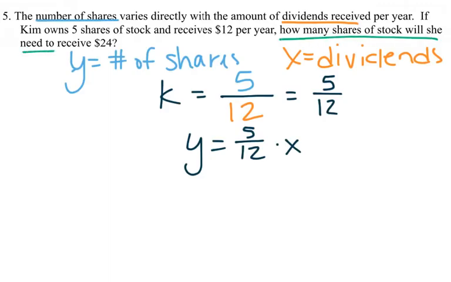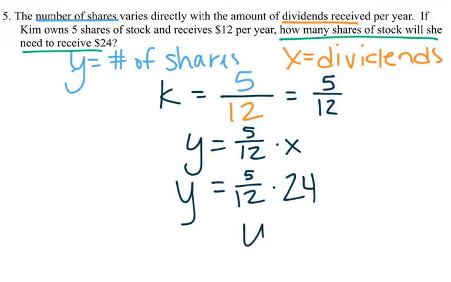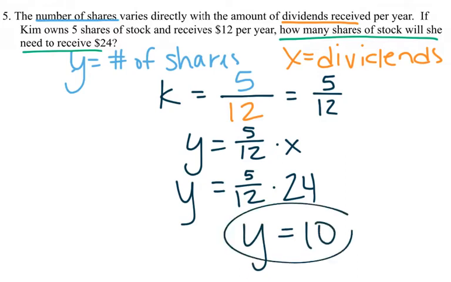And then the last part is we want to find how many shares of stock will she need to receive, how many shares of stock will she need to receive $24? So we know that x is now 24, and we just need to multiply those two numbers together to figure out how many shares. And the answer is 10.